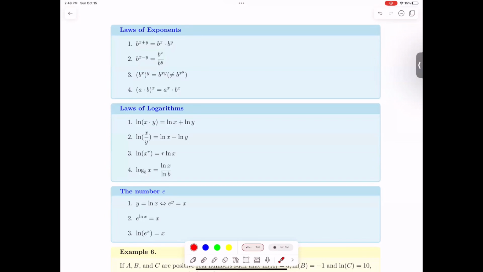Laws of exponent. What is a common mistake? You should know all of those. The common mistake is people always separate them for some reason. Common mistake is people do this: ln(x plus y) equals ln x plus ln y. No, you cannot do that, okay? But we see this every year. People always do this.